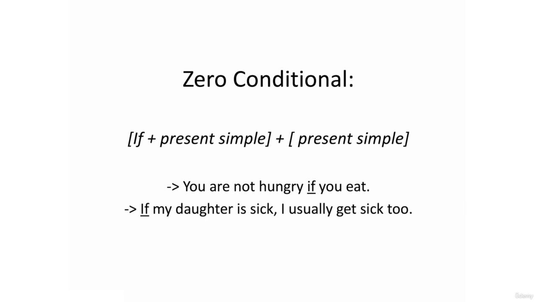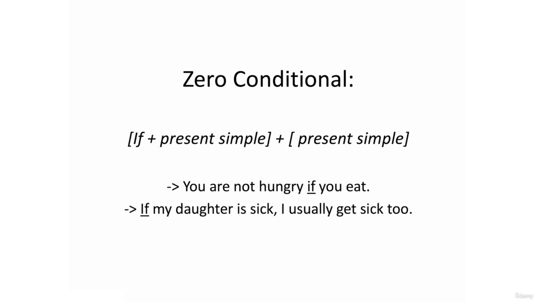We form the zero conditional with two clauses. If plus present simple and the present simple. For example, you are not hungry if you eat. You are not hungry is the main clause and is comprised of the present simple. If you eat is a subordinate clause led by the subordinate conjunction if, and it uses the present simple, eat.